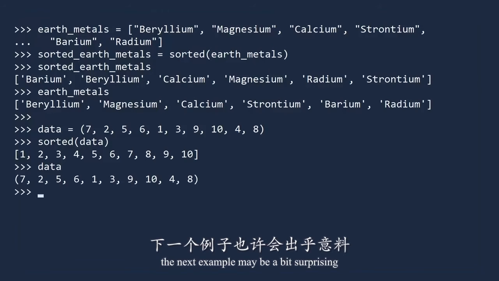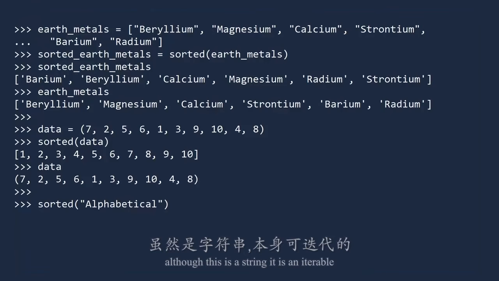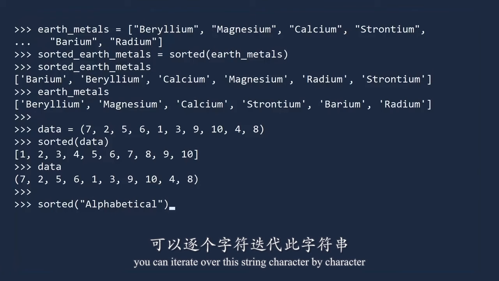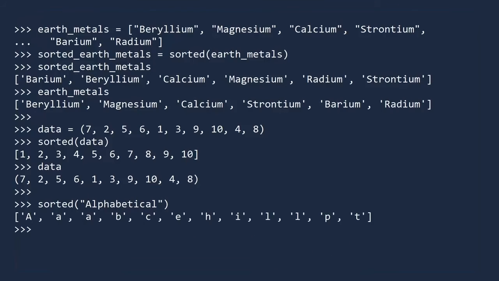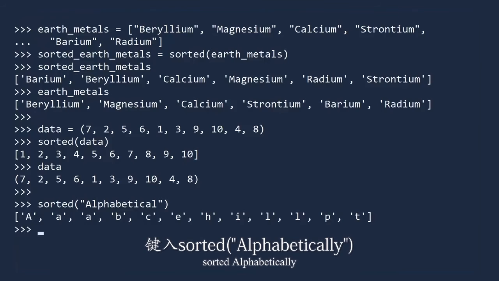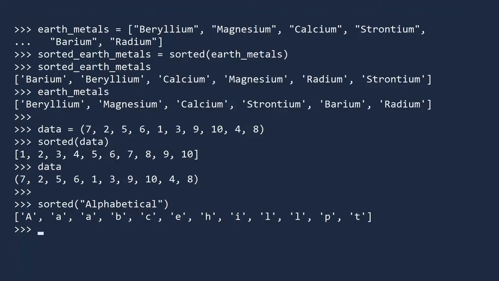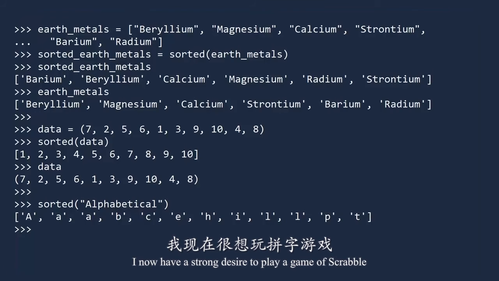The next example may be a bit surprising. Let us sort the string alphabetical. Although this is a string, it is an iterable. You can iterate over this string character by character. The sorted function returns a list of all the characters in the string, sorted alphabetically, with the capital A coming before the lowercase a. I now have a strong desire to play a game of Scrabble.